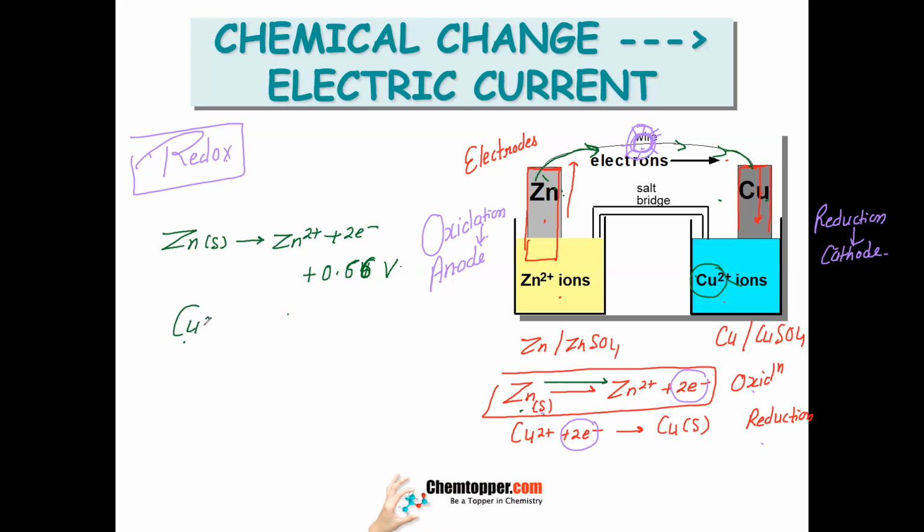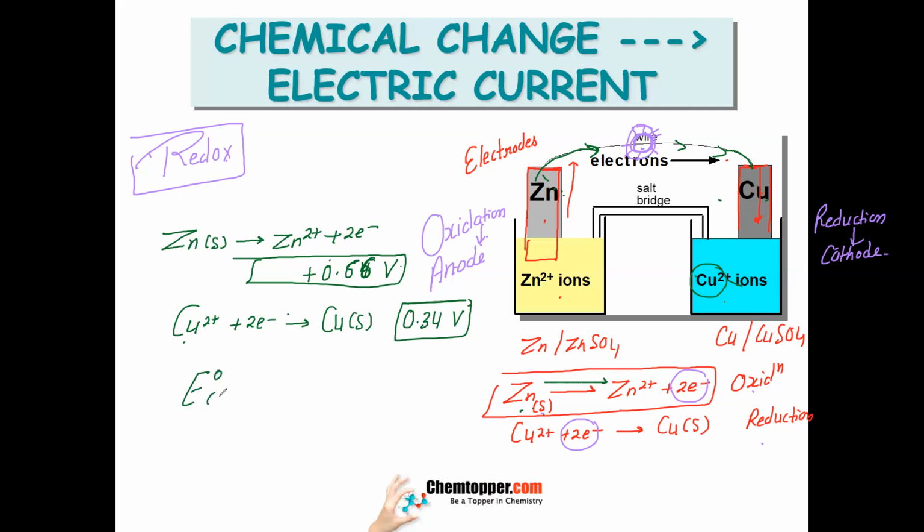And copper 2 plus has a reduction potential of 0.34 volt. Can you see this? This is oxidation potential, this one. Oxidation. This is reduction. So E naught cell is the sum of oxidation potential and reduction potential. I'll give you another equation also, but right now I'm just making you understand the word E naught cell. Otherwise, I'll give you another equation to calculate it.